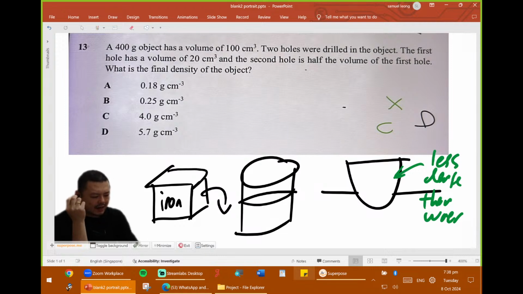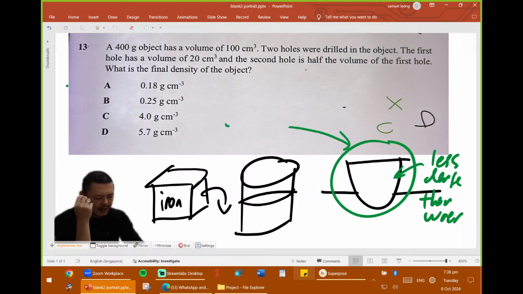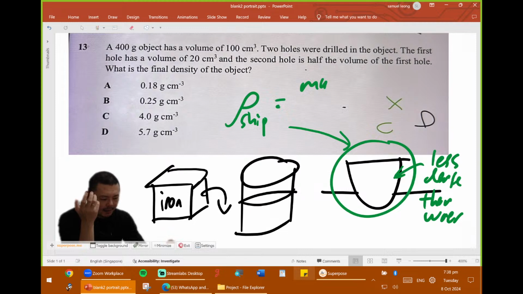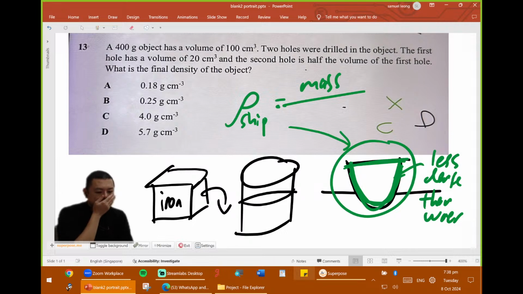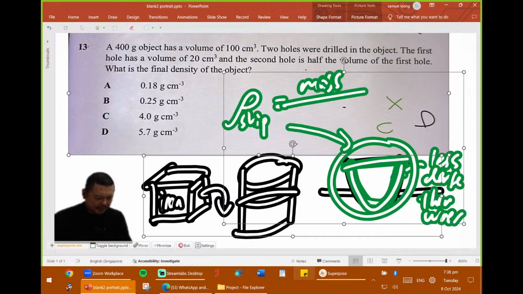Because when you want to calculate the density of a cargo ship, for example, you take the entire mass, but you divide it by the gigantic volume, like the volume of the shape. You know what I mean? Yeah. So that's the thing.